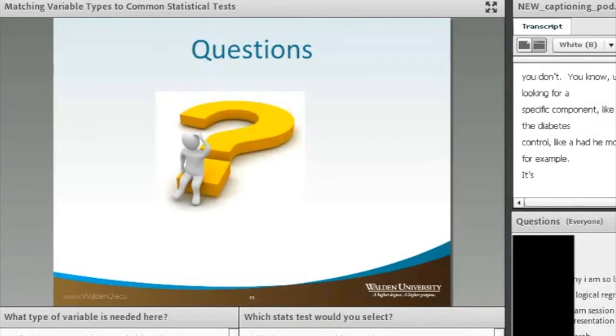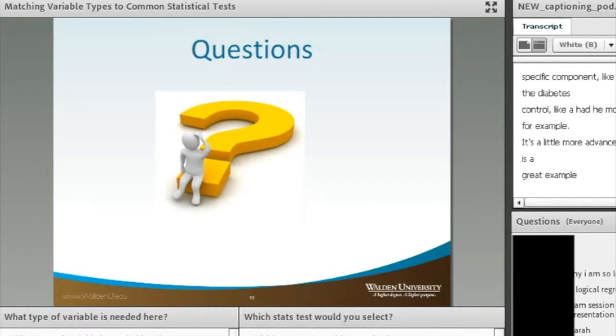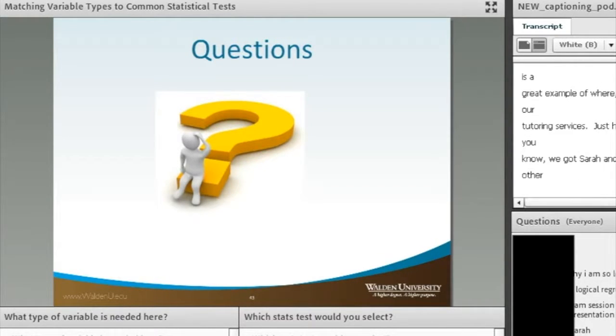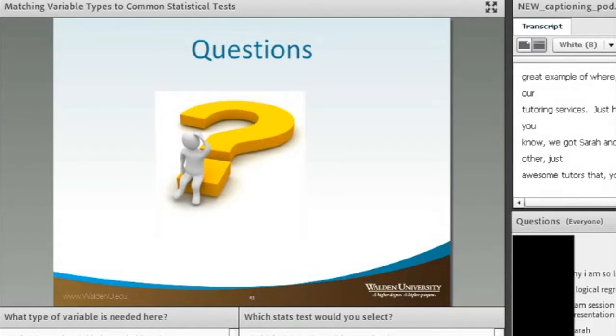This is a great example of where utilizing our tutoring services can help you figure out some of these decisions. We've got Sarah, and we just have other awesome tutors that can really help you. We can't do your study for you. We don't want to own your study, but we can certainly provide support for you in helping you figure out some of these decisions.